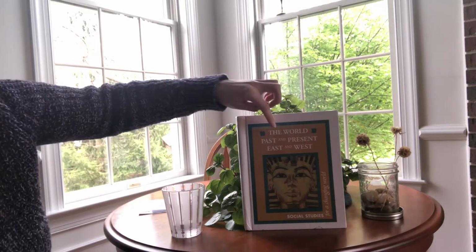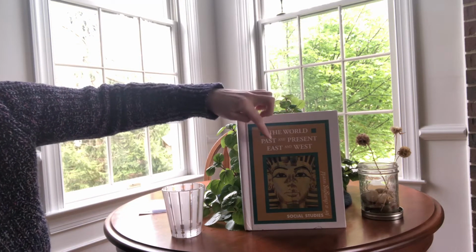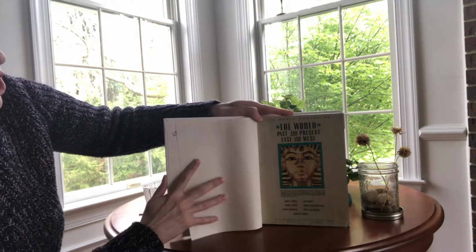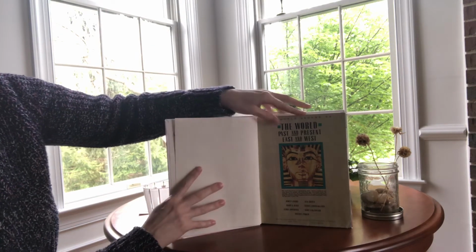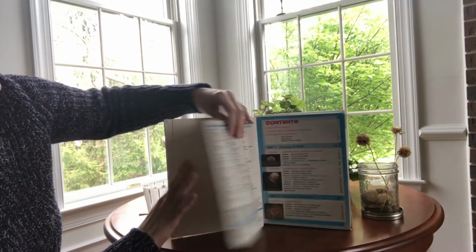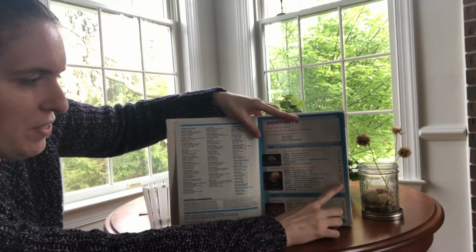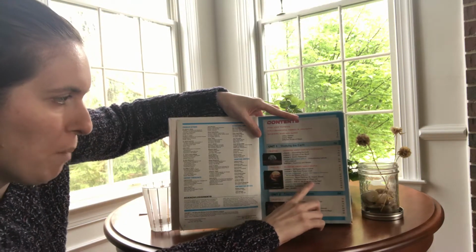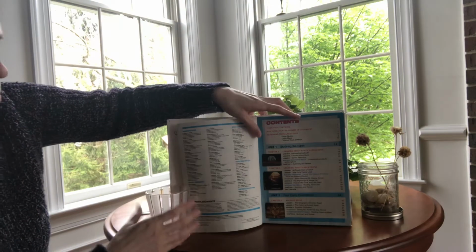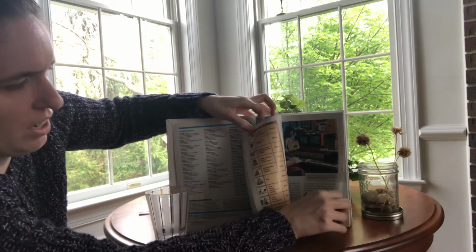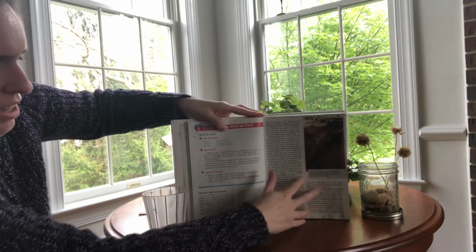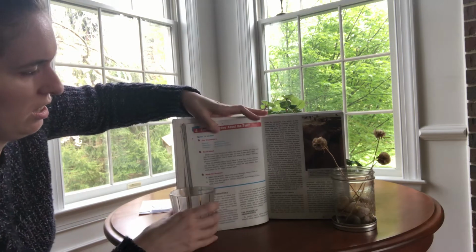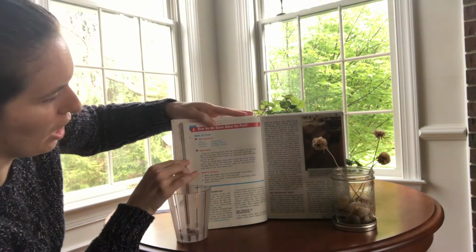So this is the title, The World, Past and Present, East and West. Here's the title page. And then we're going to go to the table of contents, and we're going to go to page 56, and 56 is how we know about the past. So where's 56? Okay. And here's 56, and it is called How Do We Know About the Past?